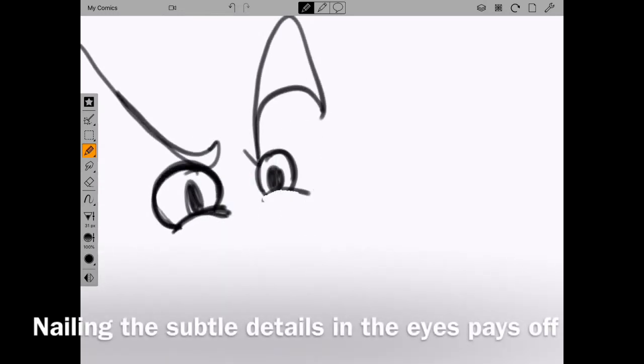Making your character's eyes as expressive as possible will bring a lot of life into them. The eyes are one area where subtle details really pay off.